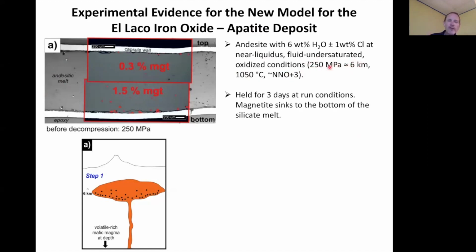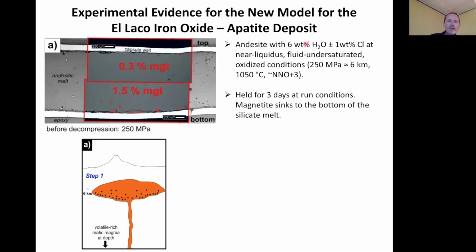Oh, and one of the things I think I glossed over in a previous slide, that Broman et al. study of the chlorine-rich fluid inclusions from Laco, their study indicated that those fluid inclusions were trapped at a pressure of about 100 MPa or a kilobar. So the fluid inclusions in their samples, which they sampled at the surface, were trapped at about 4 kilometers depth during the eruption of this magnetite fluid suspension.